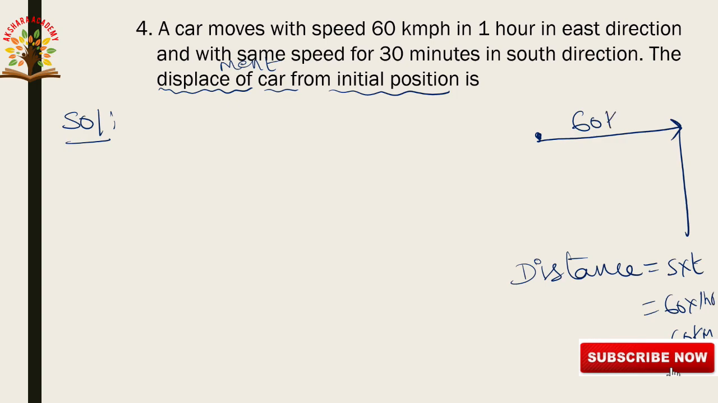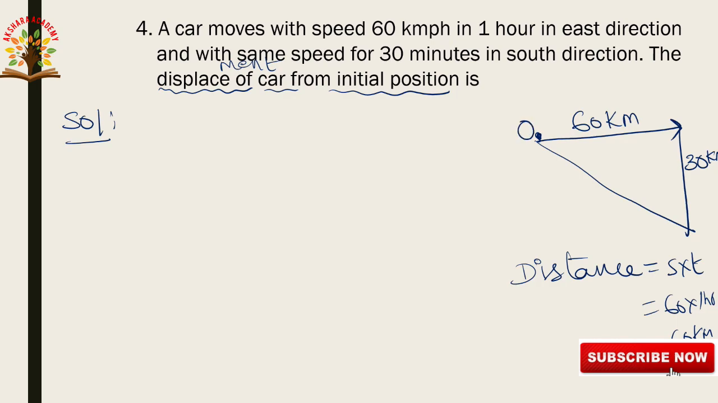Nothing but this is 60 kilometers, and the next, at the same speed for 30 minutes, is... 1 hour, 60 kilometers. For half an hour, 30 kilometers. And this is the initial point, and here you have to calculate the displacement. Displacement is nothing but the shortest distance between the initial point and the final point.